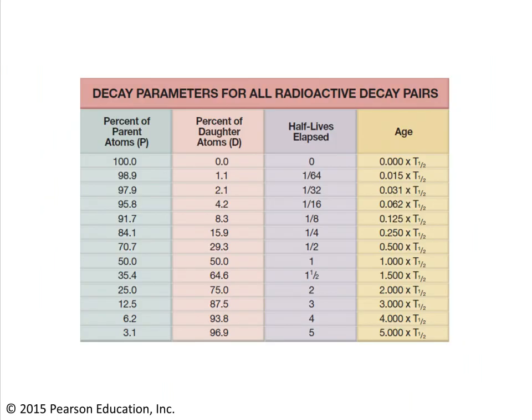There's a table in your lab manual that explicitly links the percent of parent isotopes to daughter isotopes, and then basically translates that into the number of half-lives that have gone by, and then gives you a nice simple formula for calculating the age. So let's look at an example of how this would actually work in real life.